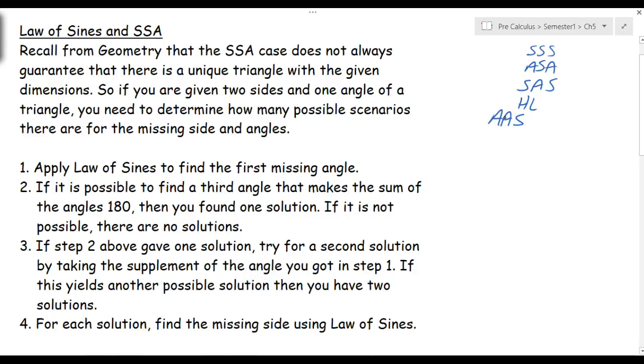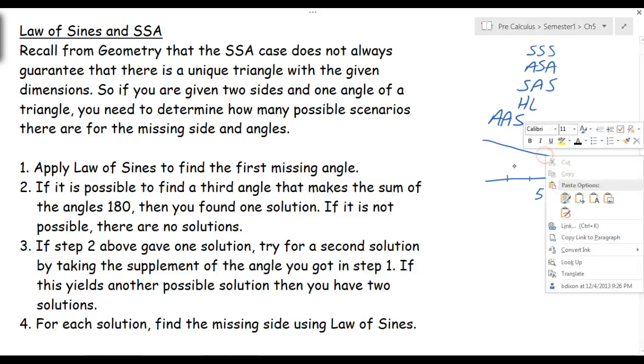And remember, SSA is not on the list of triangle congruence theorems because it's possible to create two different triangles with the same description. For example, if I had a triangle with a 20-degree angle and a side of 5 units long, 1, 2, 3, 4, 5 units long, and let's say I have another side of 3 units long. That would be right there.